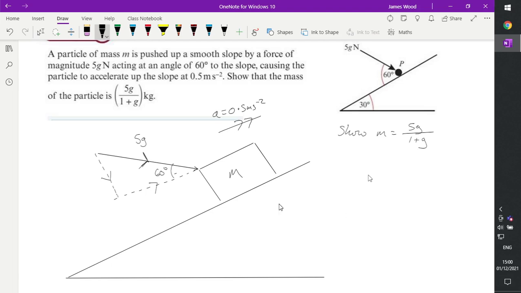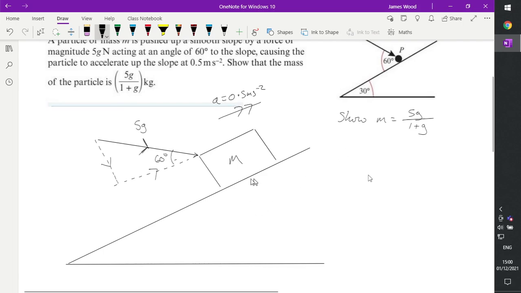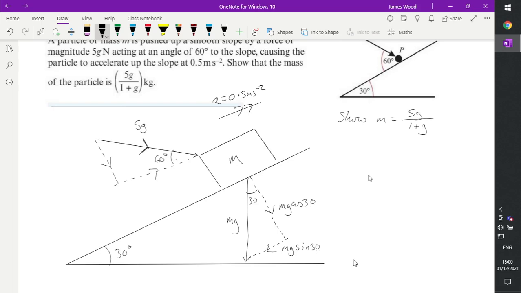So we can do all the usual things here too. We can label on the weight of the particle. So the weight is going to be vertically down, and it's mg. The angle in the diagram, we can see that it's 30 degrees. We can resolve the weight into perpendicular to the slope and parallel to the slope. So the weight is going to go that way and that way. So this is mg, this is 30, so that's going to be mg cos 30. This is going to be mg sine 30. And we could also put R on here as well.